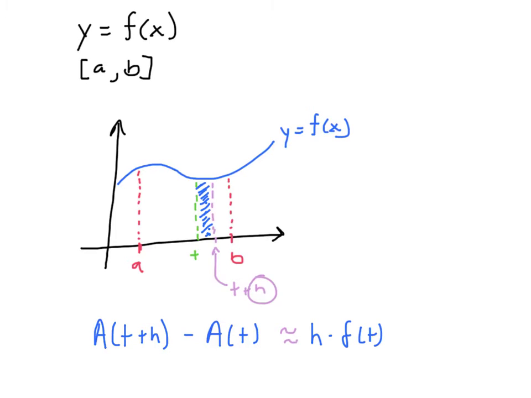Okay, let me show you again what I'm talking about. This little blue rectangular shaped region can be approximated by pretending it is a rectangle. And a rectangle would be length times width. The width is just h, we talked about that earlier. That's this little distance here. And the height on the left-hand side would be f of t. So I'm going to write that out as an approximation: the area A of t plus h minus A of t is approximately h times f of t.